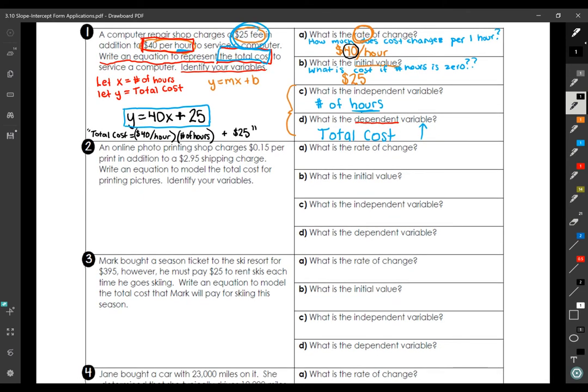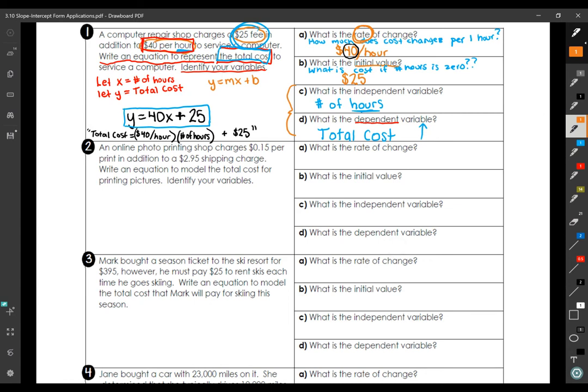An online photo printing shop, so you send photos to go get printed off. It charges 15 cents per print, plus an additional $2.95 shipping charge. So let's say you have 100 pictures. Each picture is going to cost 15 cents to print, and then on top of that, you have to pay a $2.95 shipping charge. We're going to write an equation to model the total cost for printing the pictures, and we're also going to identify our variables like we did before.